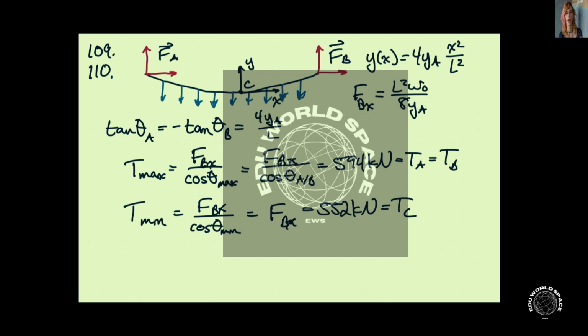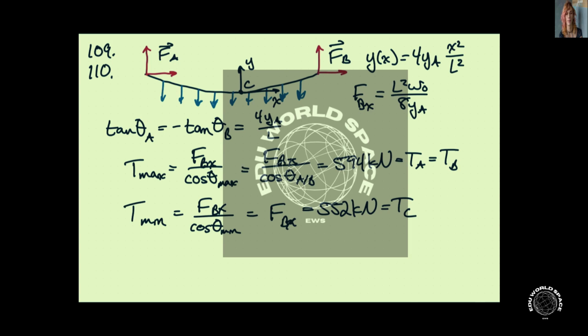Now we can find that angle theta A because we know y_A and we know L. Plugging everything in, we know what this is. Just remember to multiply by g because we're given a mass per unit length. In the end, we come up with the tension at either of these points being the maximum, and it is 594 kilonewtons. So that's the answer for problem 109.